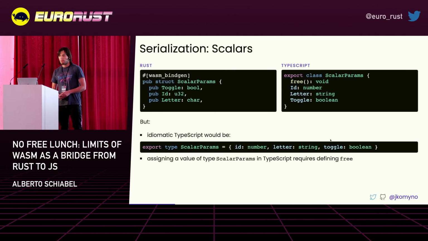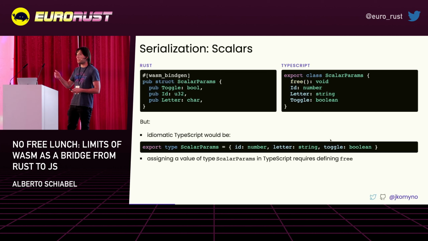So again, scalars. Let's take a simple struct of scalar values like booleans, unsigned integers, characters. Easy to translate via wasm-bindgen. You just need to add the macro on top. And you need to compile that with the same commands as seen before. And we get something that works for TypeScript. Like we get a type definition. We can run JavaScript with that.